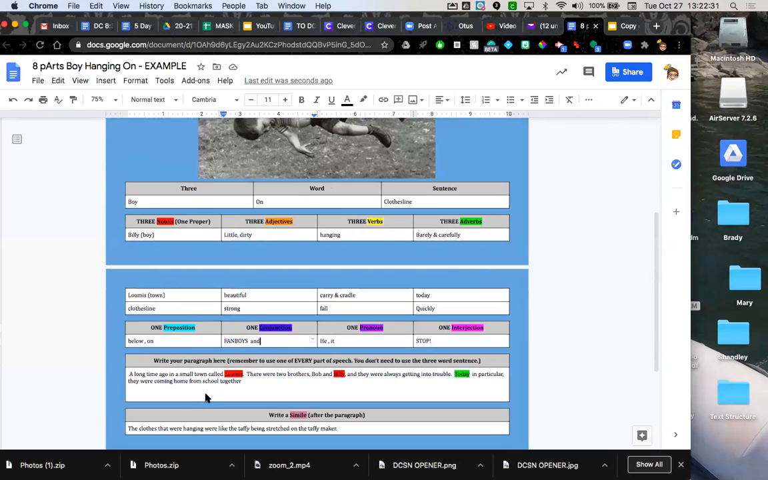Actually, I'm gonna be a little bit easier. You just need 1 from each part of speech. So you're gonna brainstorm different ideas, but I'll only have you use 1 from each part of speech for your paragraph. So I started to write mine.